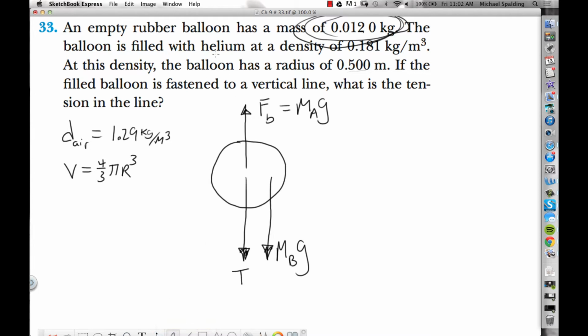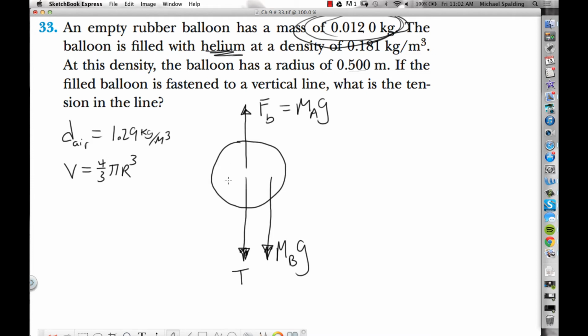Helium. The problem talks about helium. Now guys, what I'm about to do, you're going to be like, no way. And then I'm going to say, way. What do you think of when I say helium? Do you think up or down? You think of up. But helium's just lighter than air.